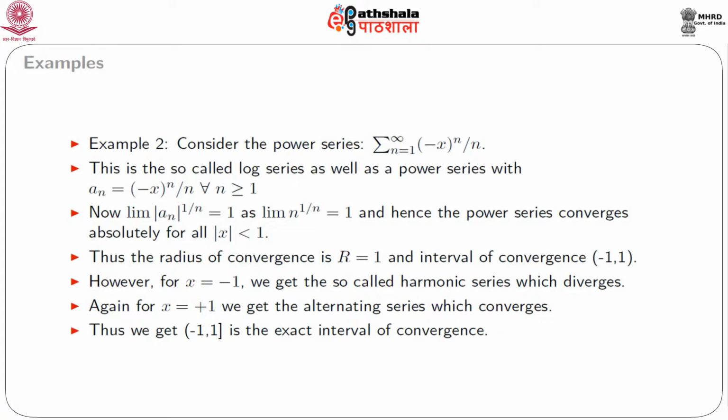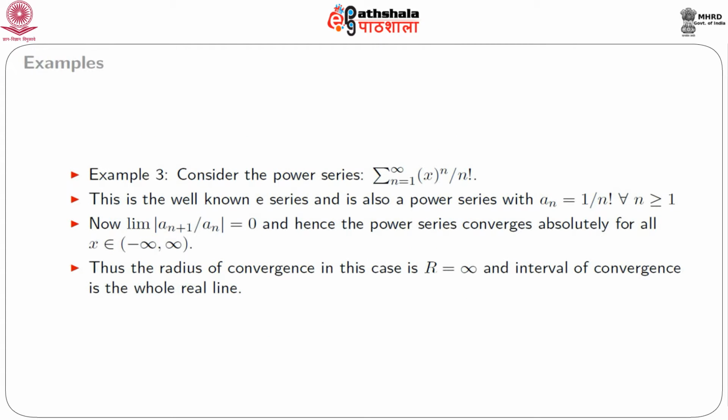However, for x equal to -1 we get the so-called harmonic series, which diverges. Again, for x equal to +1 we get the alternating series, which converges. Thus we get the interval -1 to +1, where -1 is excluded from the interval and +1 is included in the interval, as the exact interval of convergence.